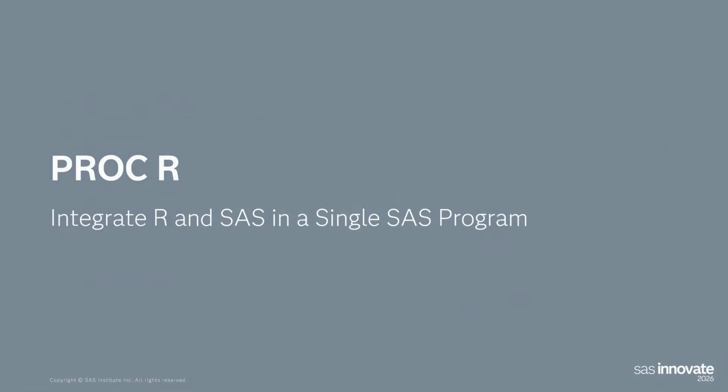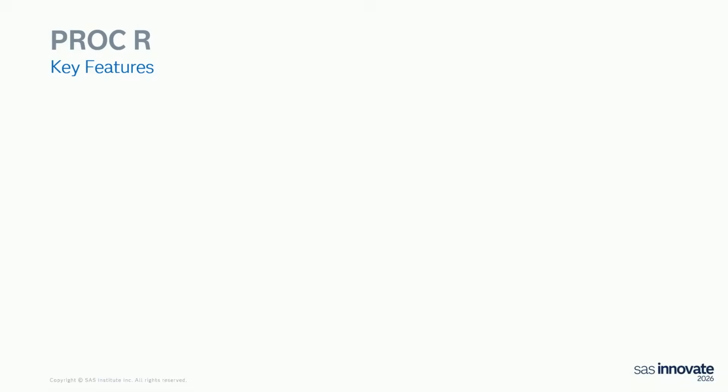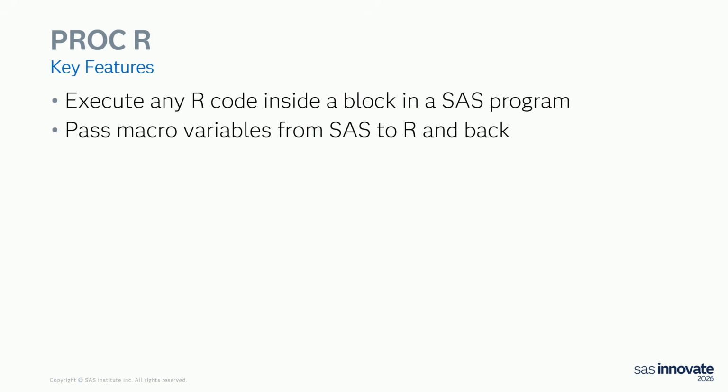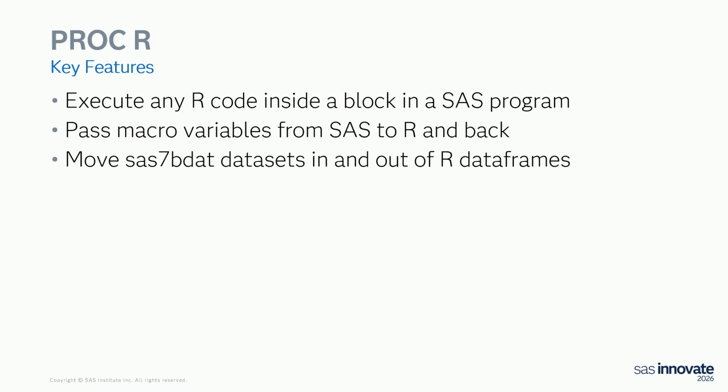So these are all the things that are available now. And then last month, in the March release of Viya, we added in Proc R with the idea of let's make it a little bit easier to move back and forth between R language and SAS language. The key things in here: you can execute any R code inside a block in a SAS program. You literally have proc R, submit, and submit, run. And everything inside is R code. You can move macro variables in and out. So I can define a macro variable in SAS, leverage it in R, or create one in R and leverage it in SAS. Really easy to move SAS7BDAT files.